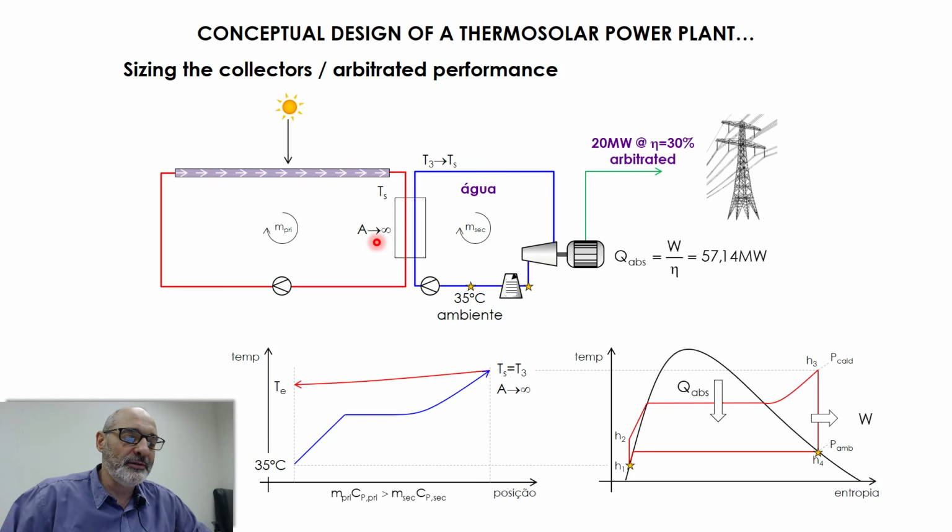Another point is that the area here is very, very big, very significant, so that the temperature T3 is equal to Ts. And we are working in this situation here. The heat capacity of the primary is greater than the heat capacity of the secondary. Actually, we have interest in having a very small temperature drop here. You're going to see in a few moments.